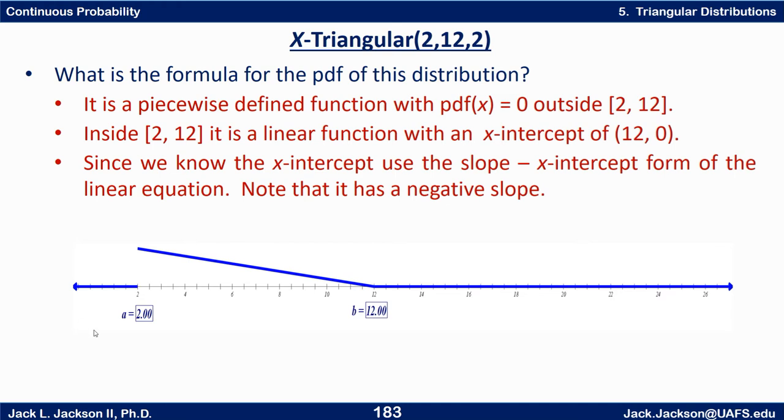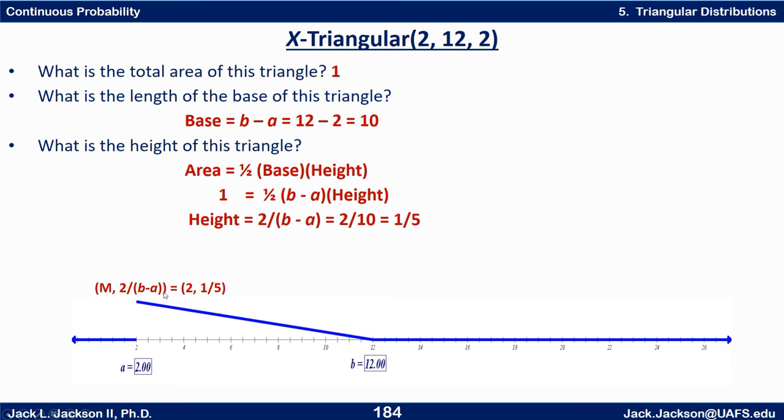Okay, so what's the height right here? Well, we know the total area of that triangle there is 1. The base is 2 to 12. The base is 10. Okay, so 1/2 times 10 is 5. So 5 times the height is 1. The height is 1/5, or 2/10. 2 over b minus a, 2/10, it's 1/5. So the height is 1/5, or 0.2, and there's the height. So we know it goes to the point 2, 1/5 right there at the top. It goes from there down to the point 12, 0.